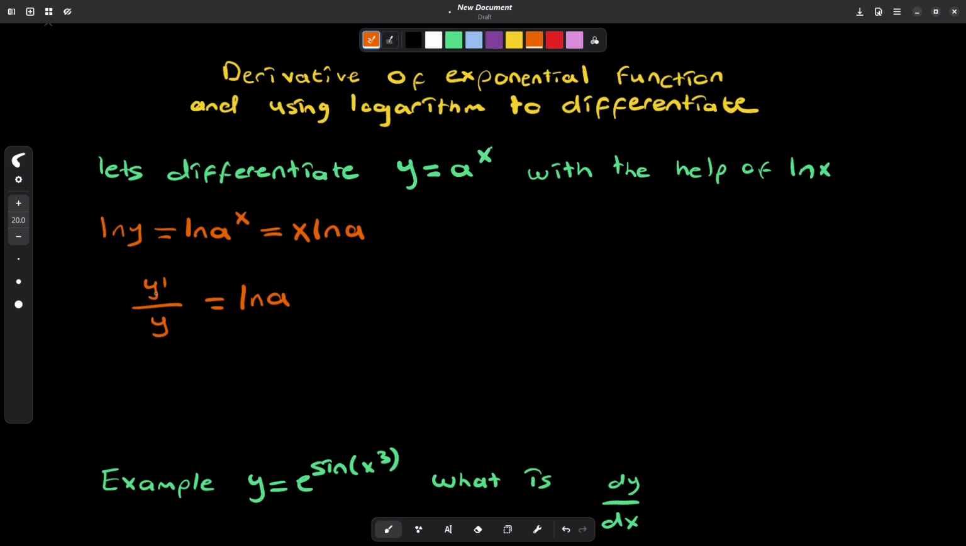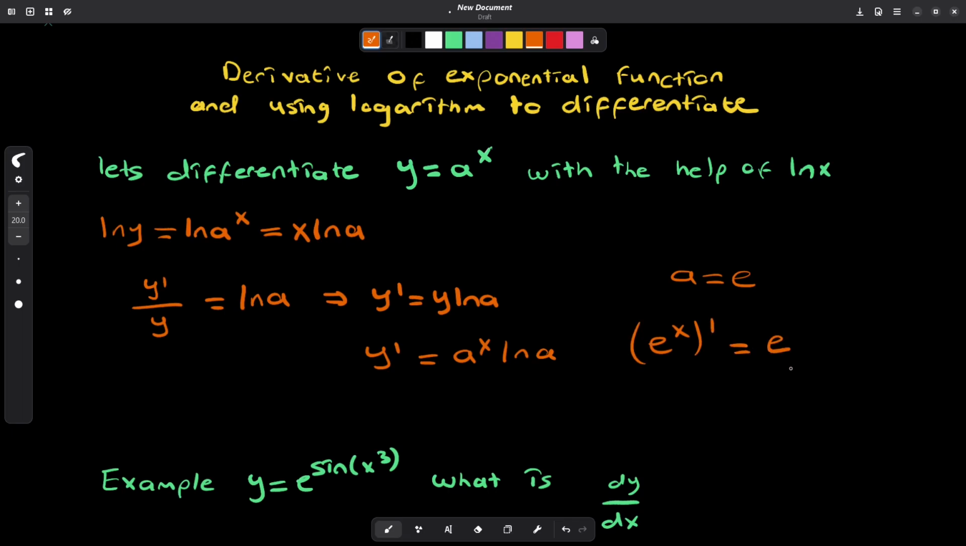I want to figure out what y derivative is. Send the y to the other side, multiplying both sides with y. Y derivative is y ln a. My y is a to the x. So therefore, y derivative is a to the x ln a. If you let a be e specifically, you will see derivative of e to the x is equal to e to the x.